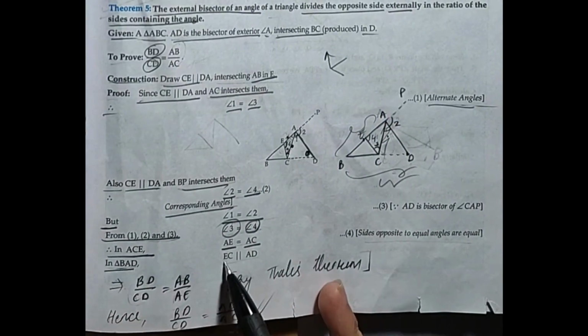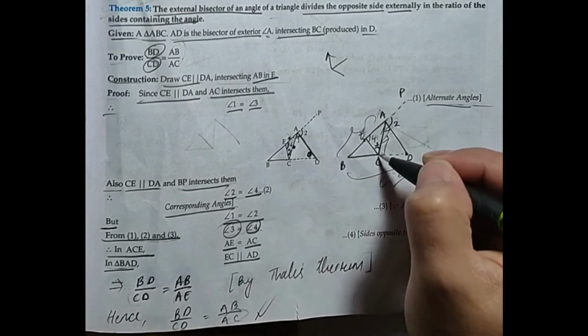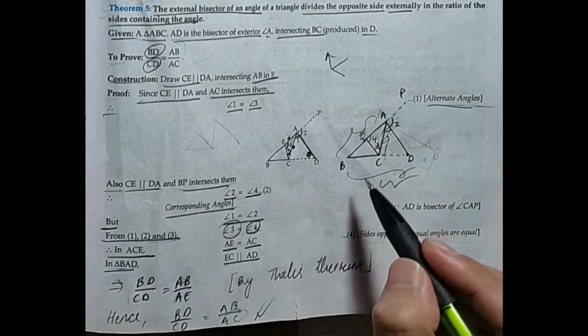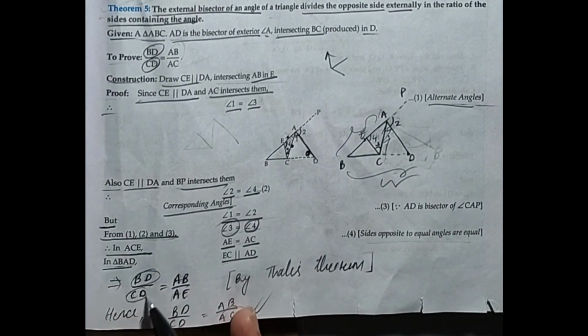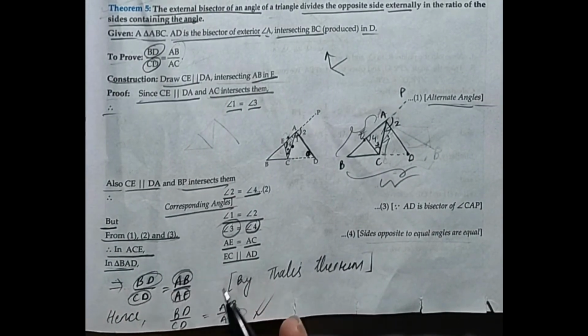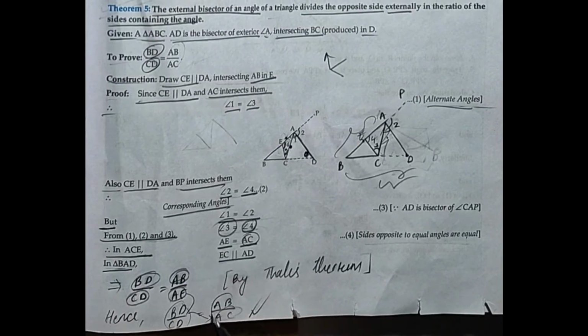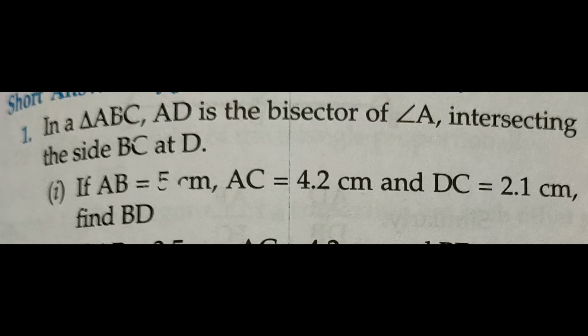In triangle BAD, EC is parallel to AD. So by Thales theorem, we have BD by CD is equal to AB by AE. But from here we know that AE is AC, so we can substitute and we simply get BD by CD is equal to AB by AC. Let us see the first question shown on the screen. In triangle ABC, AD is the bisector of angle A intersecting the side BC at D.